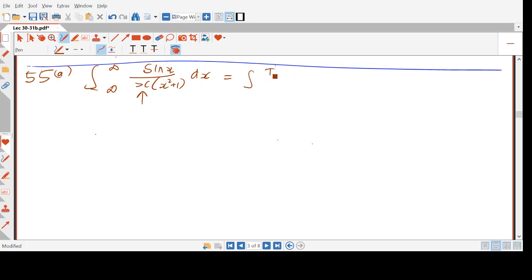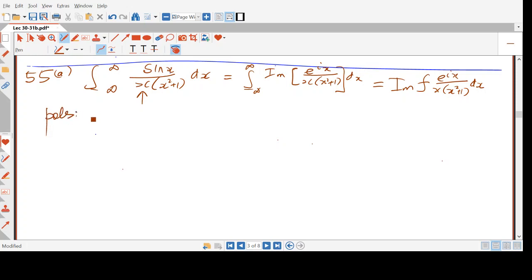This will be the integral of the imaginary part of e to the ix over x times (x squared plus 1) dx. And so now you have to be able to switch to the imaginary part. You can do that with the principal value idea, e to the ix over x times (x squared plus 1) dx. Now it's perfectly legal. Then you find here that the poles are z equals naught, and z equals plus or minus i.